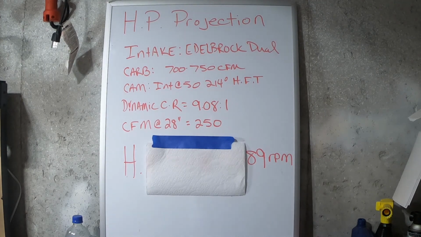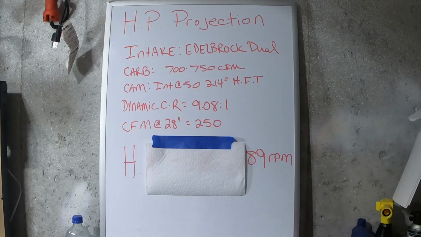So, can't argue with that. Now, the horsepower numbers, the calculator I used needed this information. The intake that I'm probably going to use is not necessarily going to be an Edelbrock, but it's going to be a dual plane, semi-high rise, maybe with a carb spacer. And the carburetor is going to need somewhere between 700 and 750 CFM.